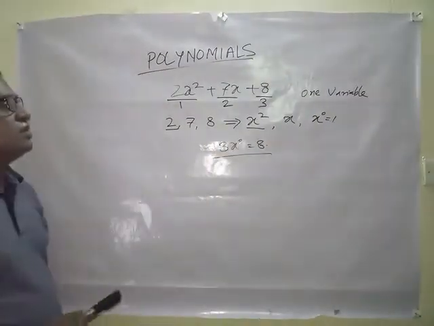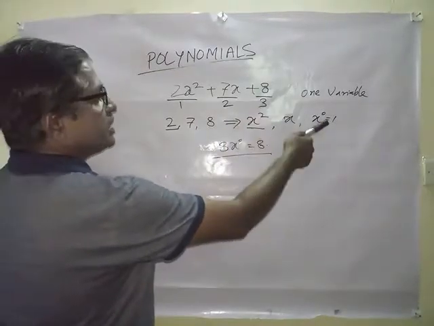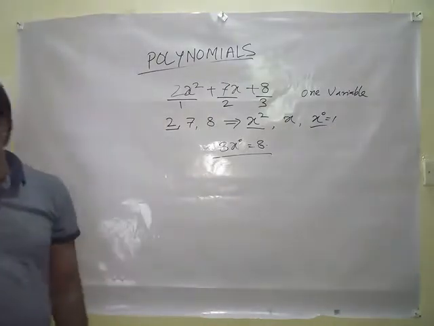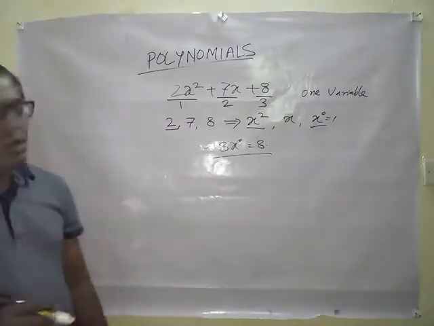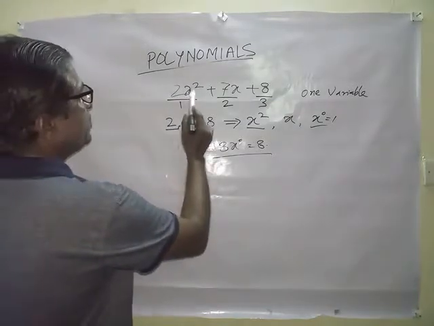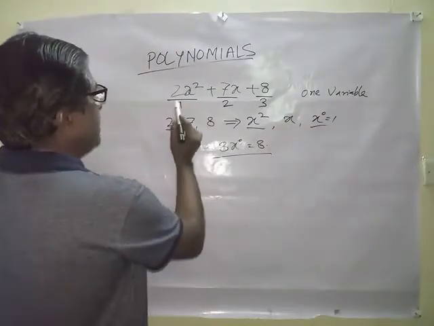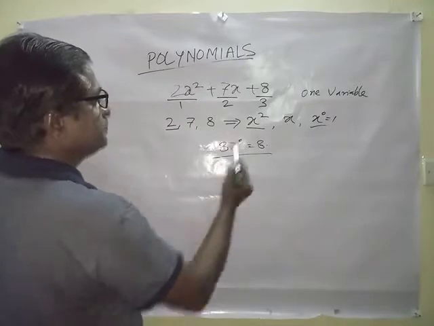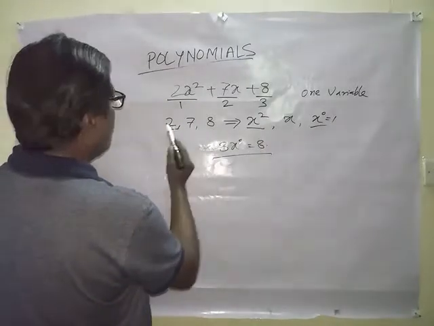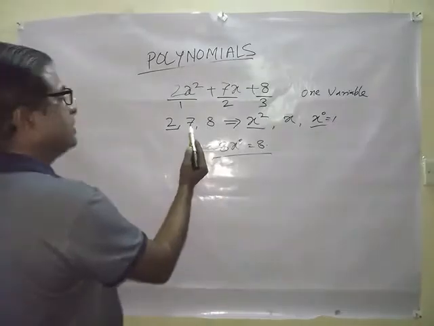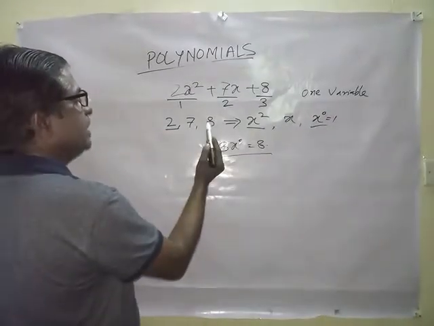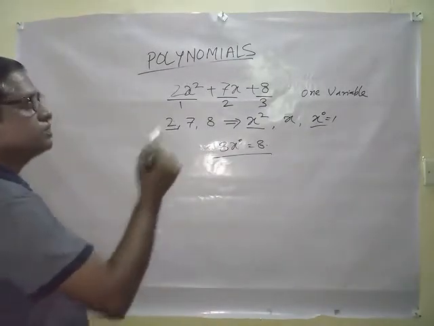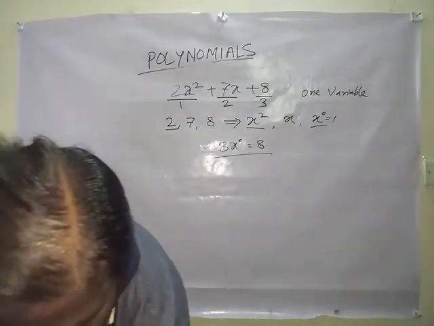8 is the coefficient of what? Then your answer should be x raised to power 0. So we have seen a polynomial equation with one variable, and the number of terms 1, 2, 3. We have seen the coefficients: 2 is the coefficient of x square, 7 is the coefficient of x and 8 is the coefficient of x raised to power 0. Now there are other things.